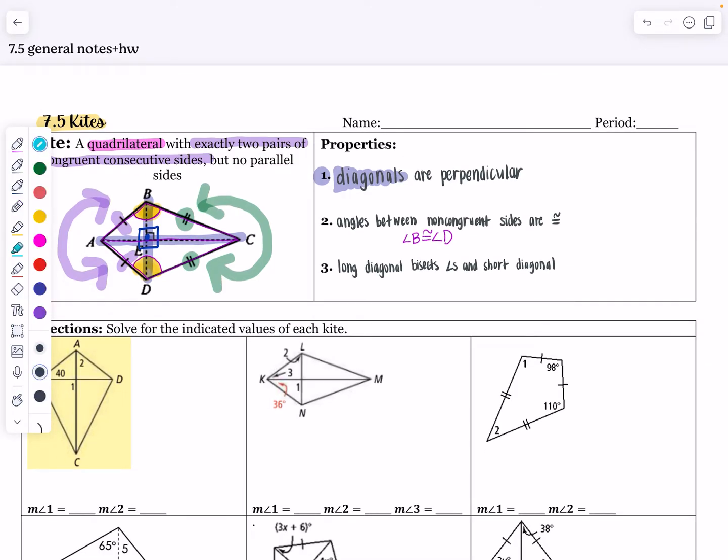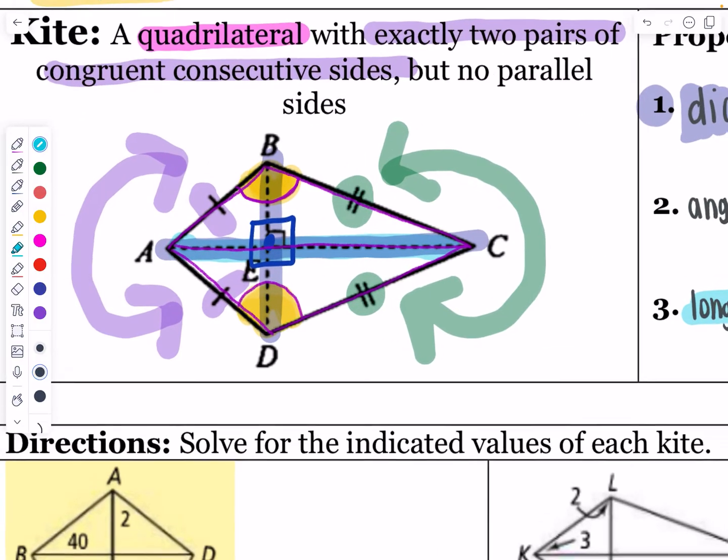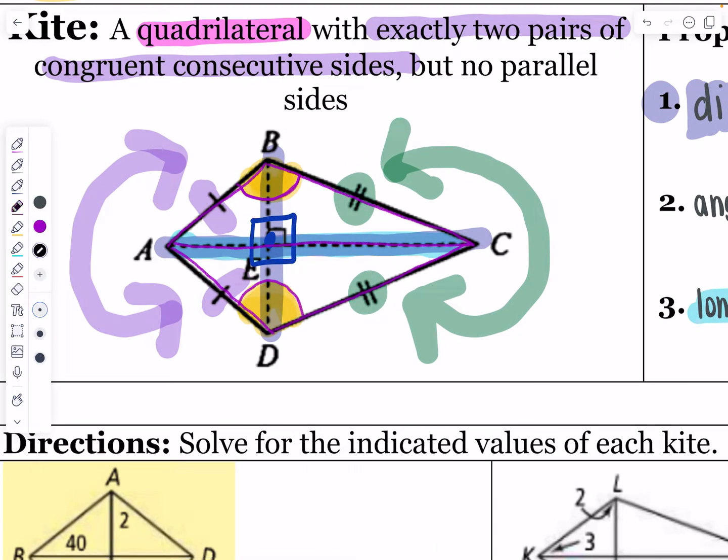And then what do we know about this long diagonal? What does the long diagonal do? The long diagonal is going to bisect the angles and the short diagonal. So this short diagonal gets bisected. So BE, 1, 2, 3, is going to be the same length as ED, 1, 2, 3. So this long diagonal in purple bisects the short diagonal.